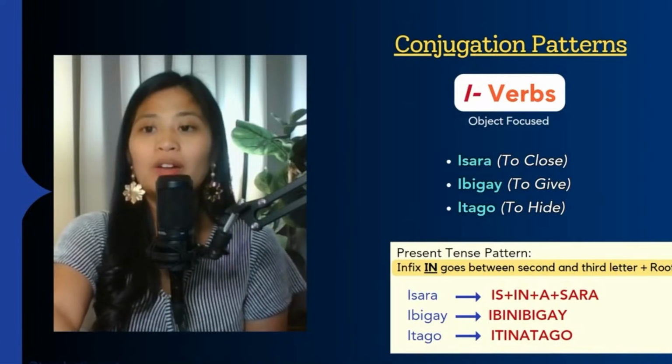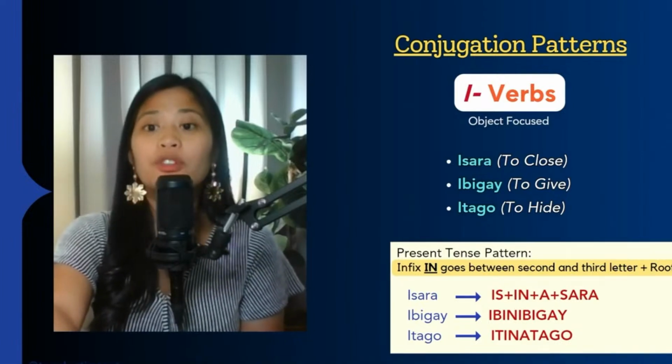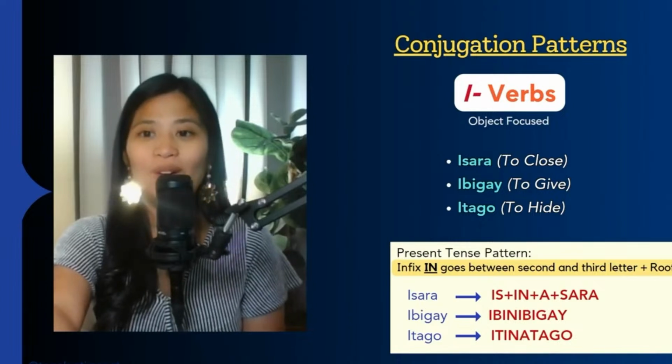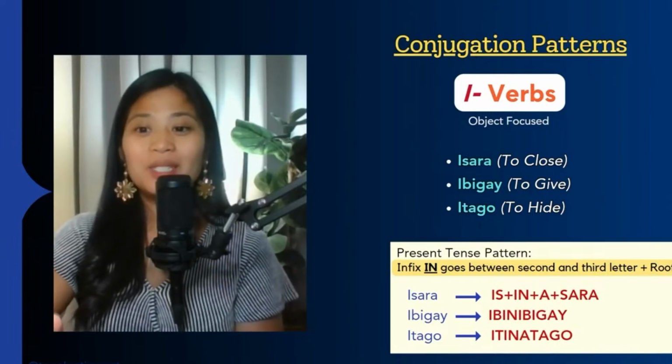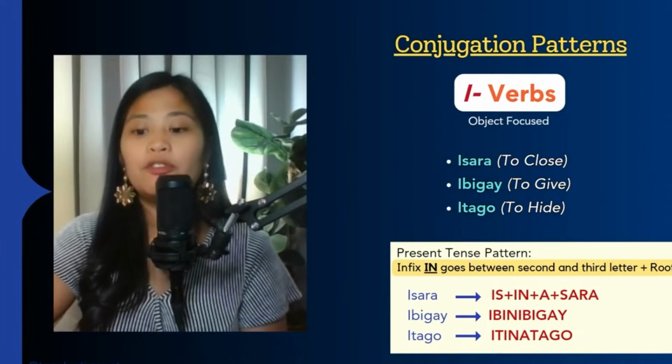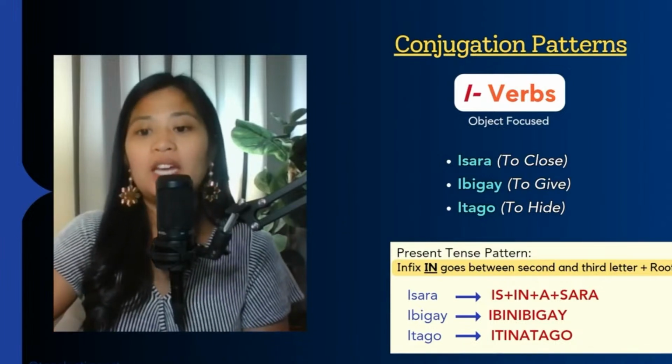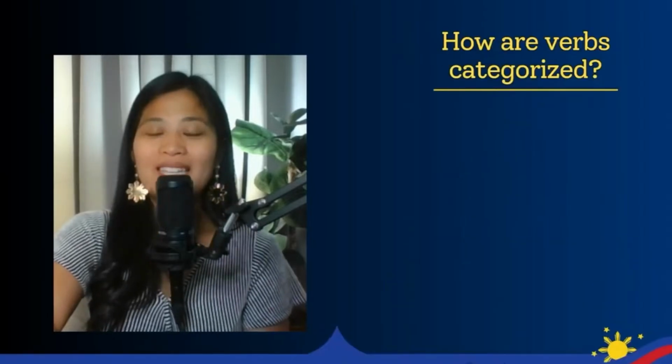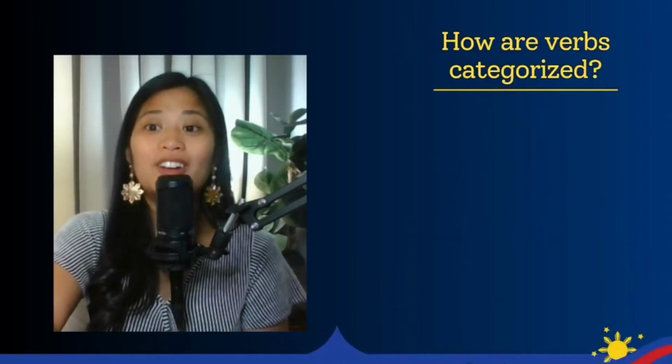All right, so those are the conjugation patterns for the 5 different types of verbs in Tagalog. So as you can see, there are some similarities among the patterns. You just kind of have to figure out what type of verb it is and then go from there. So I always get asked, how are verbs categorized?